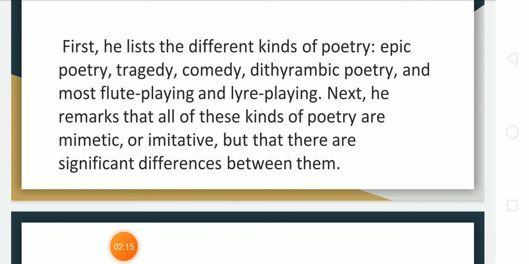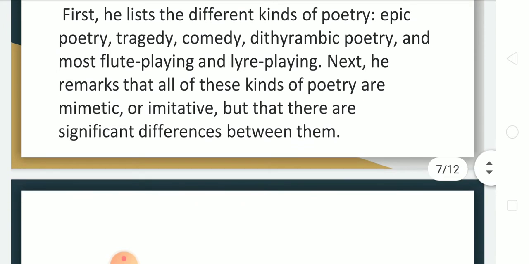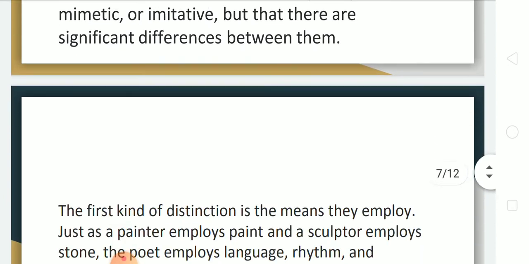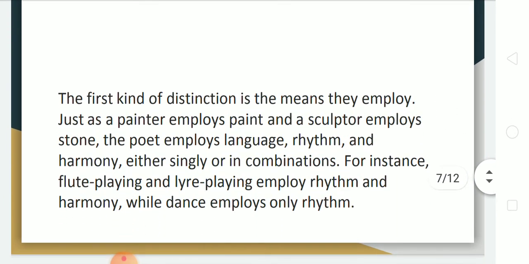Next, he remarks that all of these kinds of poetry are mimetic or imitative, but there are significant differences between them. They are imitations of something real, but there are differences in all kinds of poetry. So let us have a look at the differences.